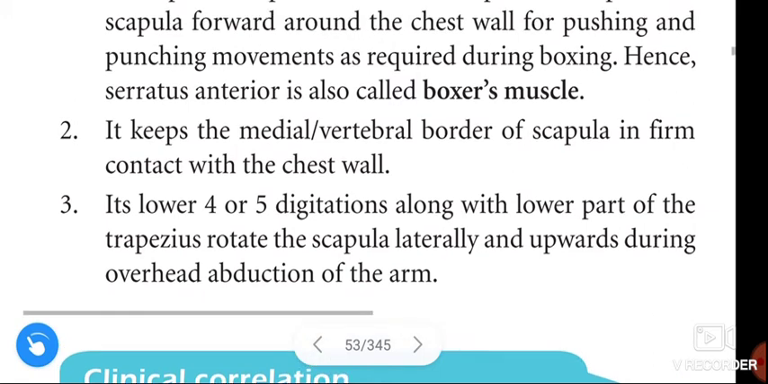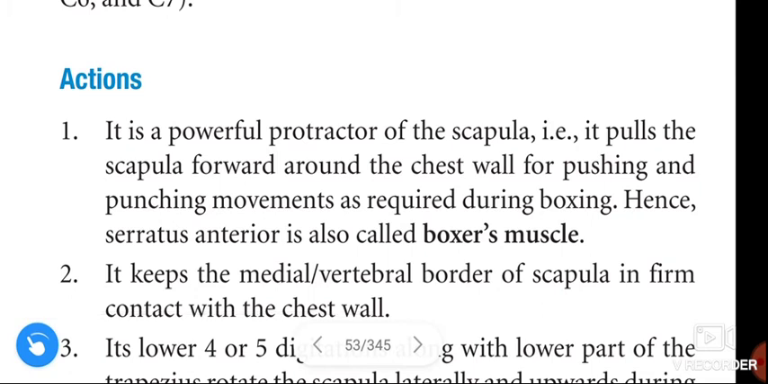This is about the origin, insertion, nerve supply and actions of the serratus anterior. Remember the keywords, it helps you more.